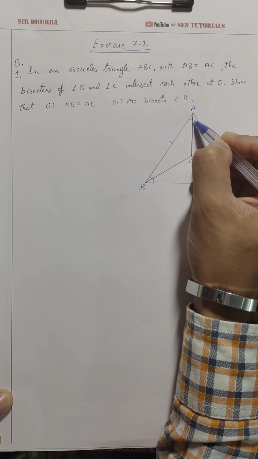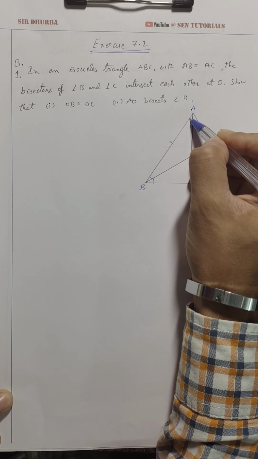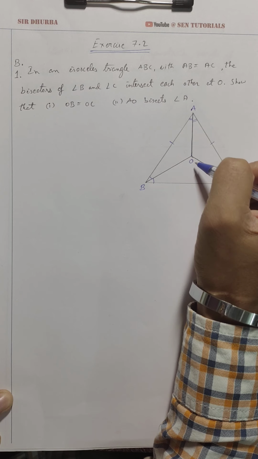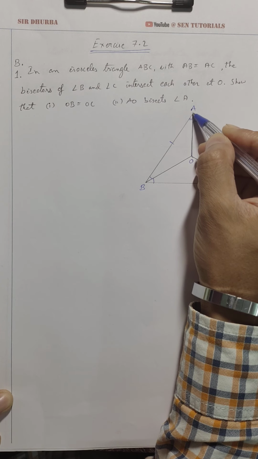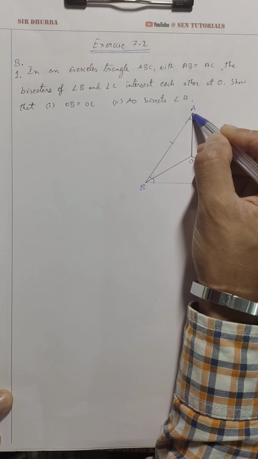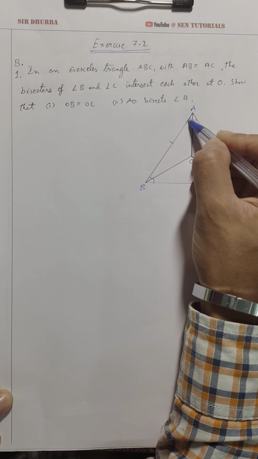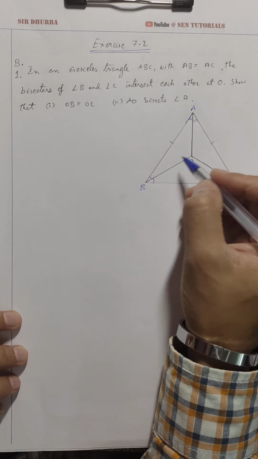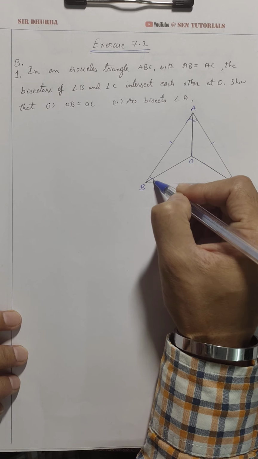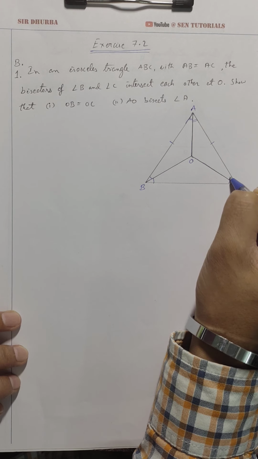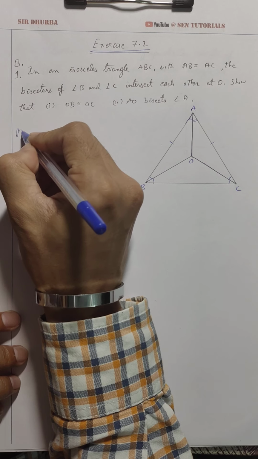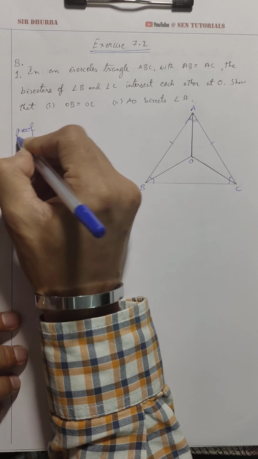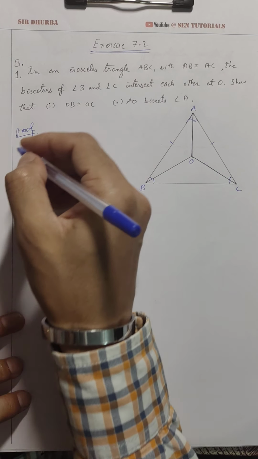That means these two angles are also equal, so AO is cutting angle A into two equal halves. That's what we will be proving. So what happens here is that these are bisectors, so these two angles are equal and these two angles are also equal. So let's go for the proof directly.